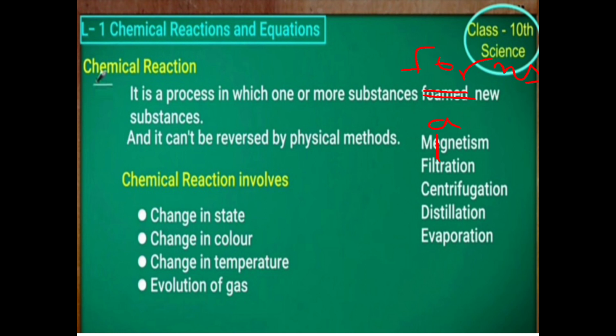And chemical reaction involves the change in state. Change in state means it can change from solid to liquid, liquid to gas, or from solid to gas. It can change in color. First the compound is of a different color, and then after the reaction its color will change. Change in temperature. Temperature might increase, temperature might decrease after the reaction has proceeded. And evolution of gas. Any type of gas would be evolved.